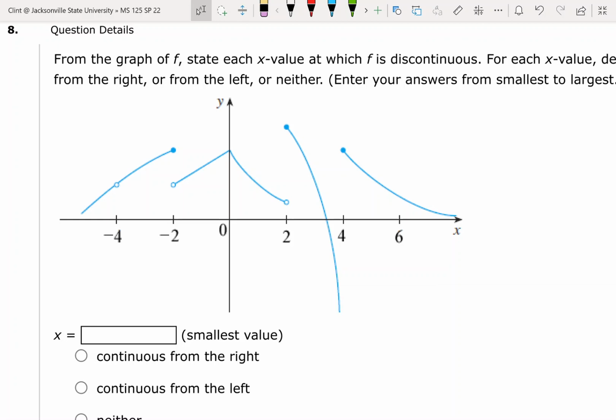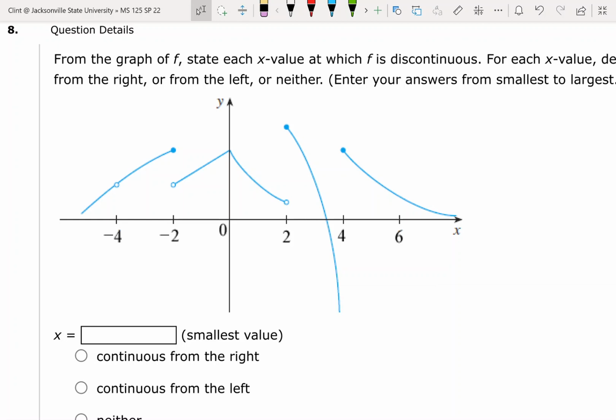Okay, and then what about, is it continuous from the left or continuous from the right, or neither on that one? It's neither because it's undefined there. So if you try to come in with one-sided continuity from either way, you're still going to be undefined there. So it's not continuous one-sided either. Then next discontinuity, where's it going to be? -2. We've got a jump there.